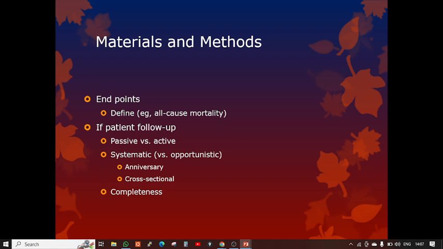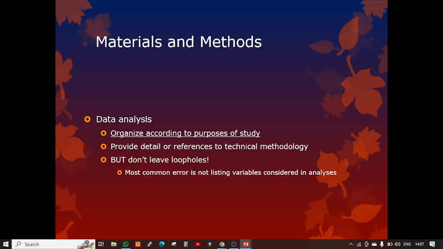Then endpoints: you have to focus on endpoints being clearly defined, for example in the case of all-cause mortality, which for example is not clear. For example, is patient follow-up passive, active, or systematic? This is for example; in our cases it is different. Then data analysis: in materials and methods you also give in detail the methods of analysis of your data collection. After collection of data, what kinds of analysis are you using? If you are using different types of analysis methods, then you have to keep the details. So you have to write all the things here.